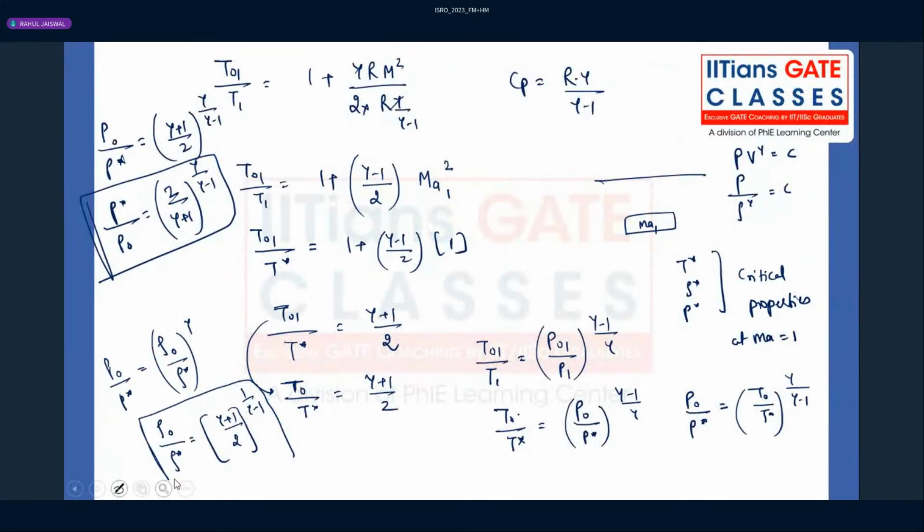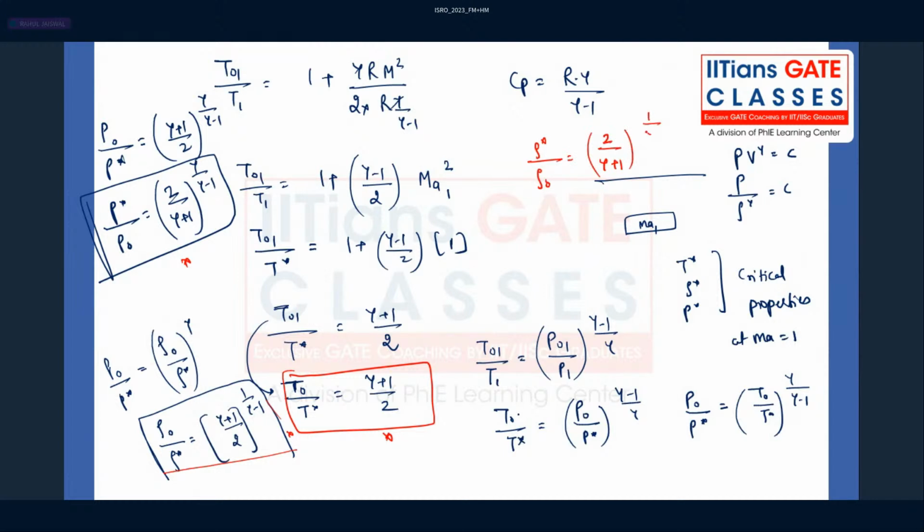All these things are very, very important. This relation, and this particular relation. Or you can also write rho star by rho naught equal to 2 by gamma plus 1 to the power 1 upon gamma minus 1. Density ratio, that they can also ask.